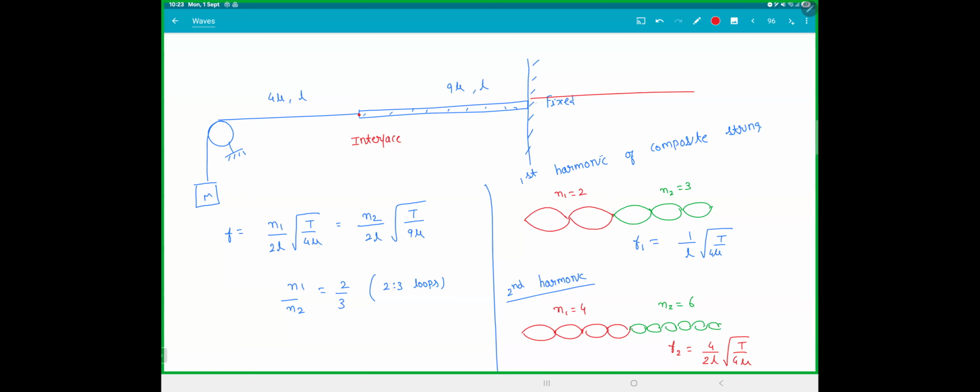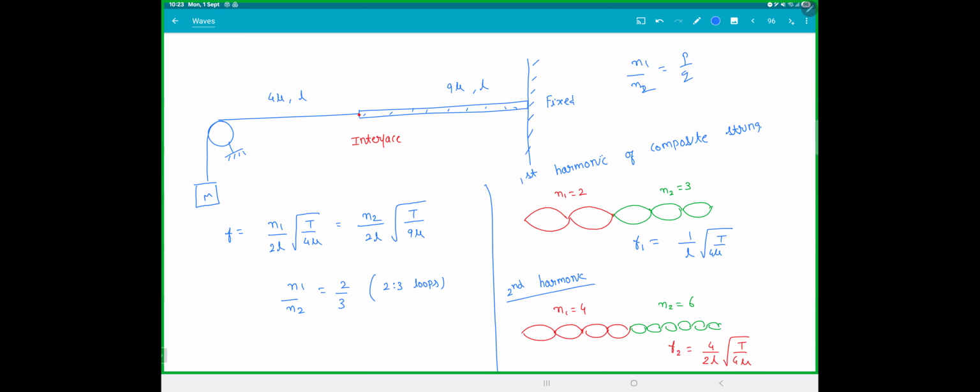I could have kept one more string here. The story is still the same. Every interface has to be a node. Suppose, let's say, after solving, you got N1 by N2 is equal to root 2. What is the meaning of this? This is an irrational number, right? You can never get an integer. So that means you can never form a standing wave on that. It should always be in the form of P by Q, where P and Q are integers.